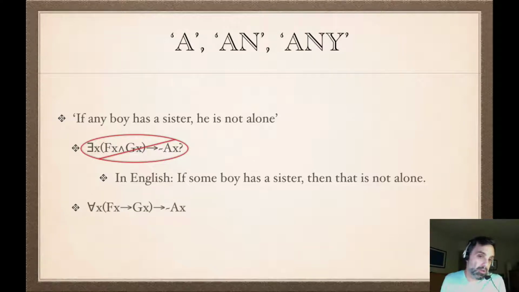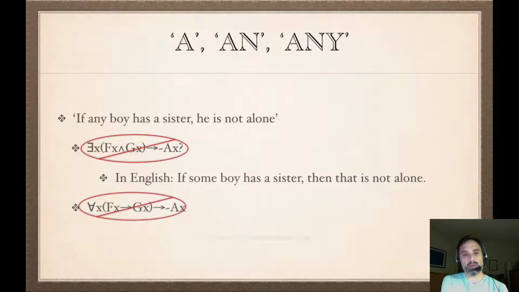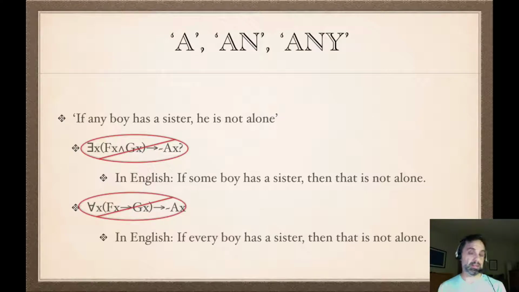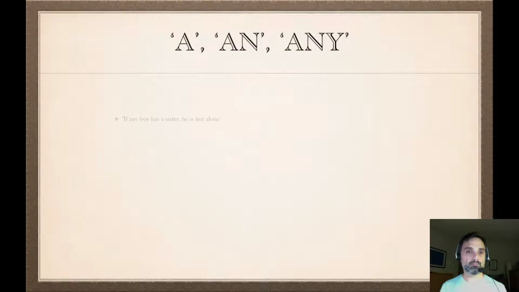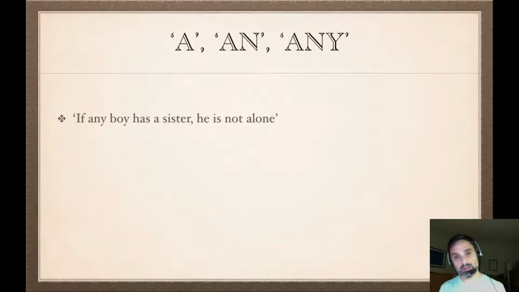Well, maybe we could symbolize it with a universal instead. So for all x, if fx and gx, then not ax. But this has exactly the same problem as the previous sentence. The x in the consequent is still free, and so we still have, if every boy has a sister, then that is not alone. And that doesn't work either. So we need to do something else. What we need is a quantifier. When we go into the logical symbolization, we have to have a quantifier that has scope over the antecedent and the consequent.